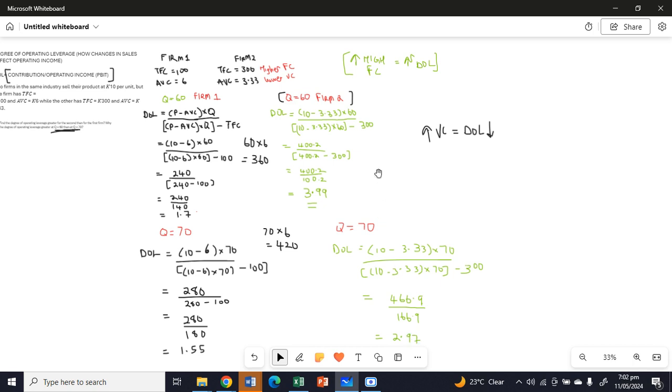And finally, how you interpret this, for example, this 3.99 here, what it's telling us is that if there's a 1% increase in sales for frame 2, there will be a 3.99% increase in operating income. And if there's a 1% decrease in sales, there's going to be a 3.99% decrease in operating income.